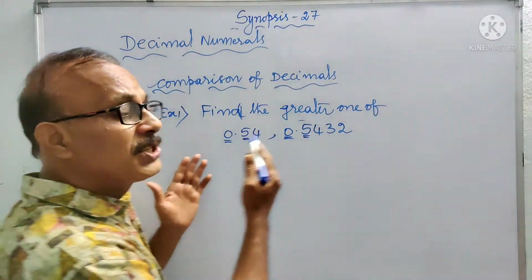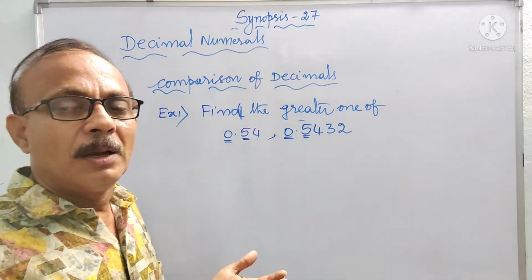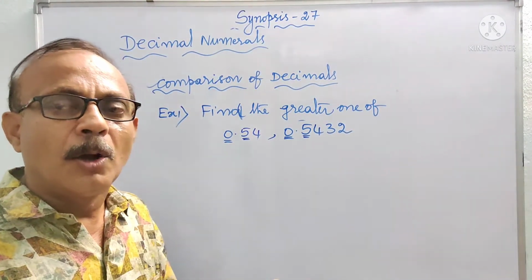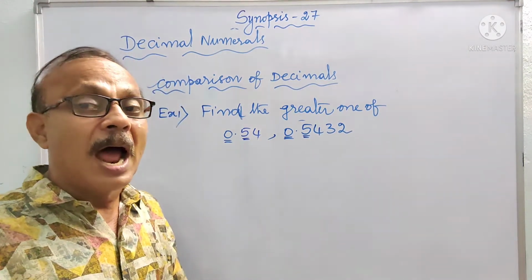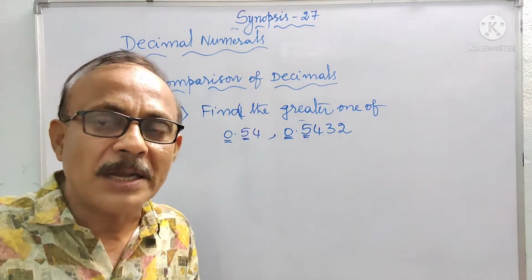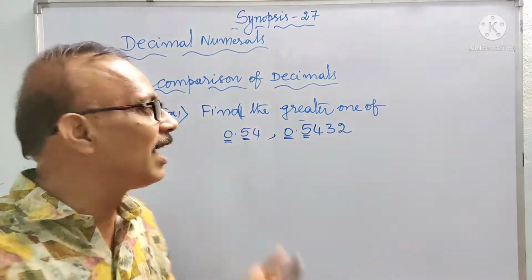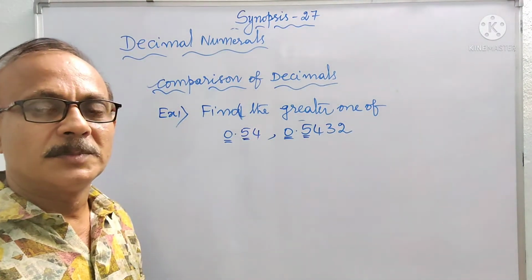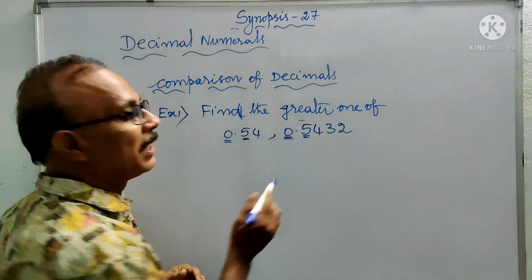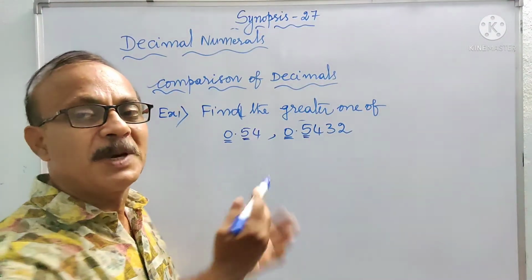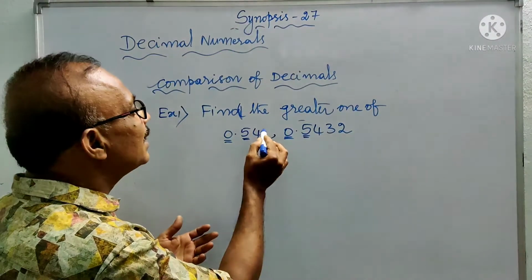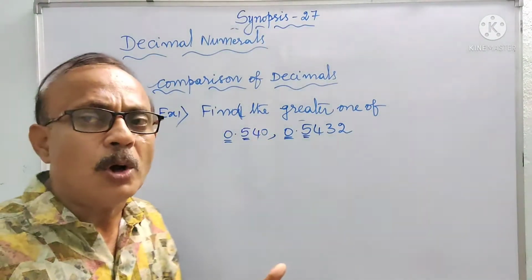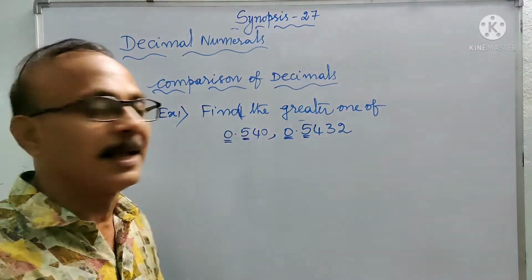So to decide which of these two decimals is bigger, the whole part is not helpful, the 10th part is not helpful, and the 100th part is also not helpful, as all three are the same. So next we will go to the 1000th place. Sir, there is no 1000th place here. Yes, you can imagine a 0 there.